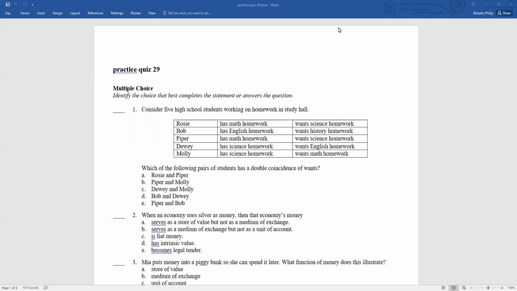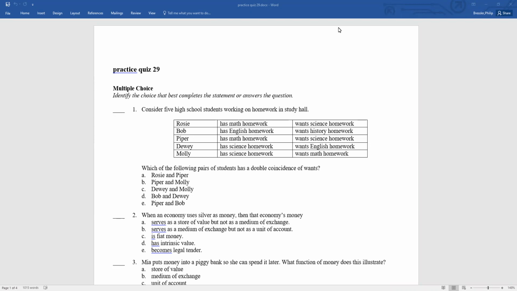Now there's others in there, like Rosie has math homework and Molly wants math homework. So you could look at the double coincidences to see which ones might be on the next test or on your test.